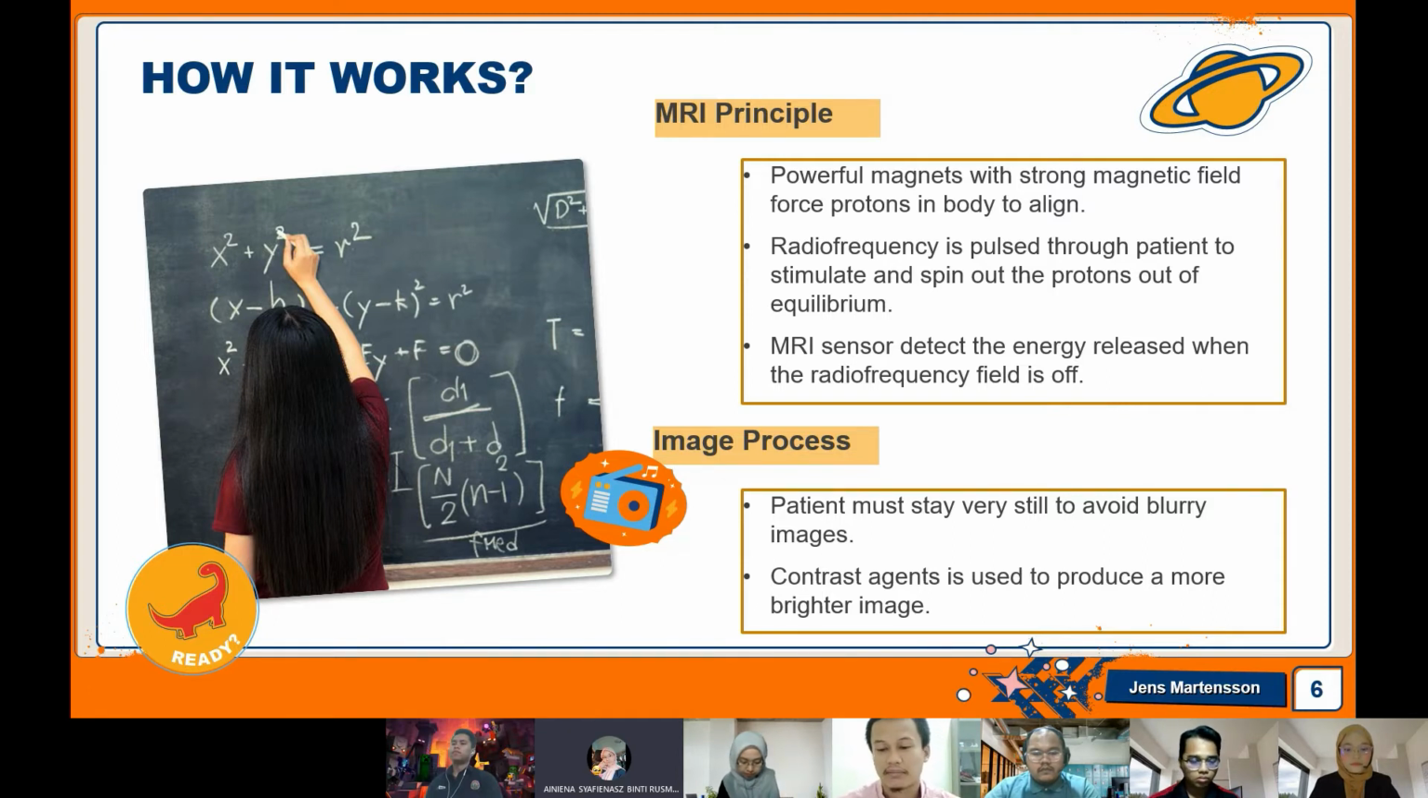To obtain an MRI image, the patient is placed inside a large magnet and must remain very still during the imaging process in order not to blur the image. Contrast agent, often containing the element gadolinium, may be given to a patient intravenously before or during the MRI to increase the speed at which protons realign with the magnetic field. The faster the protons realign, the brighter the image.